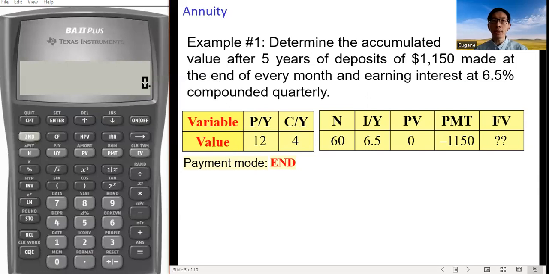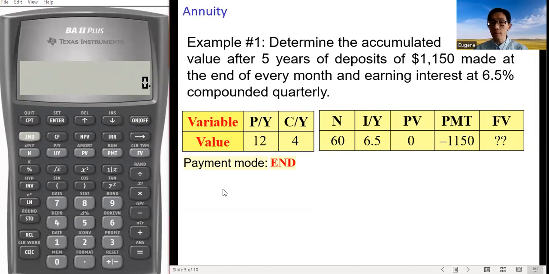We can key this in to the calculator. Confirm the payment timing by pressing second and then BGN. So this is the end mode. Or you can confirm it that the BGN indicator does not appear in the calculator screen.